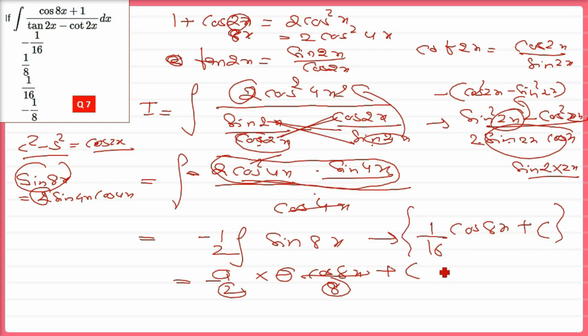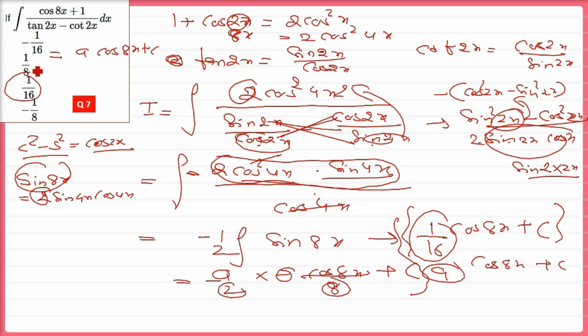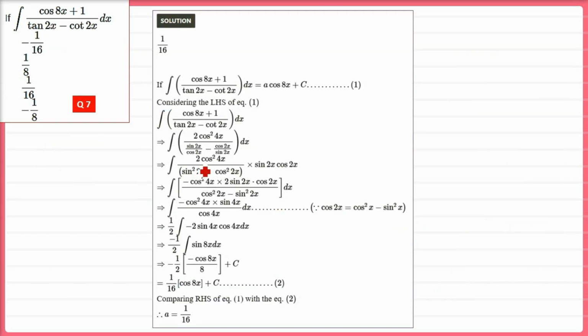But this question has one more part. The question is like this: the integration of this particular expression is equal to a cos 8x plus constant of integration. When you equate this with a cos 8x plus constant of integration, this a becomes equal to 1 by 16. So 1 by 16 is the correct answer when you equate these two. Just take care about all these 2's, and there is a negative also which will come. Whatever I've told you is given in front of you.